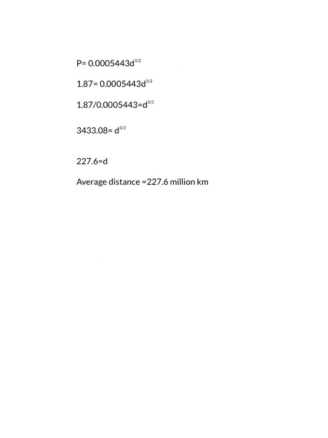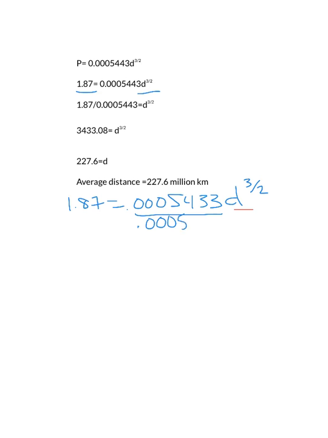Okay, so here's the last part. Now we're going to have to work backwards in the equation. When we're given a value for P, can we plug it in and can we find D? So this was Mars had a period of 1.87 years. Can we find the average distance? So you get 1.87 equals 0.000543 d to the power of 3 over 2. First you got to isolate d. So you've got to divide both sides of this equation by 0.000543.